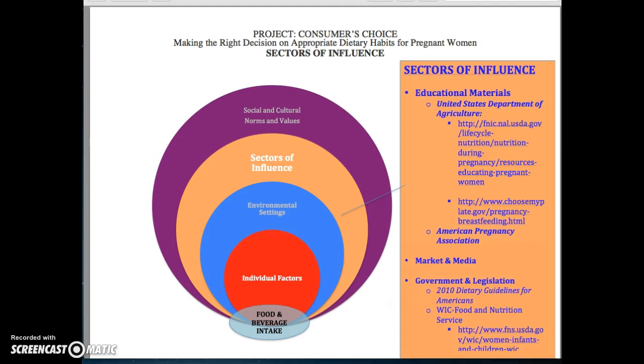Also, the American Pregnancy Association provided a lot of training materials, educational materials too, which influence women who are pregnant and what they should eat. We know that market and media play a huge role in terms of the influence of our food and beverage intake, as well as government and legislation. And as I've listed, I listed the 2010 Dietary Guidelines for Americans. We have the WIC, Food and Nutrition Services, and then there is a link right there on the diagram.